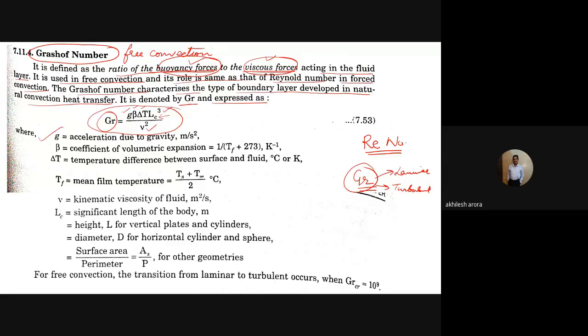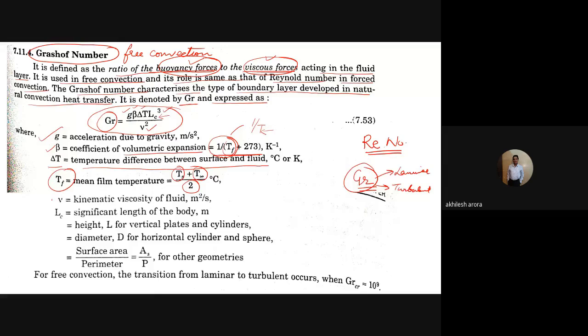So where g is the acceleration due to gravity, beta is the coefficient of volumetric expansion, and it is given by 1 by Tf. Sometimes you can say it is 1 by T. T here is to be taken in Kelvin actually. And delta T is the temperature difference between the surface and the fluid. And Tf is the surface temperature plus fluid temperature divided by 2. So it is the average of the surface temperature and the fluid temperature.